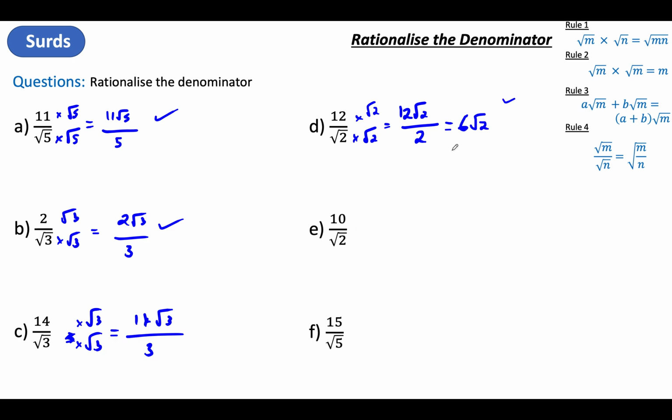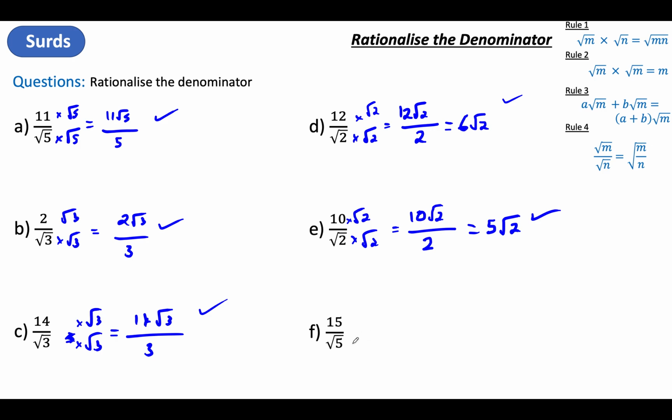And, oh, don't put my ticks. Here we go. 2 lots of root 2 underneath. And we're going to times it by root 2, top and bottom. So 10 lots of root 2, all over root 2 times root 2 is just 2. And this will simplify as well, because we can halve 10. So we divide it by 2 to get 5 lots of root 2.